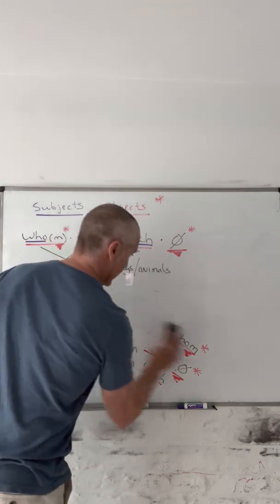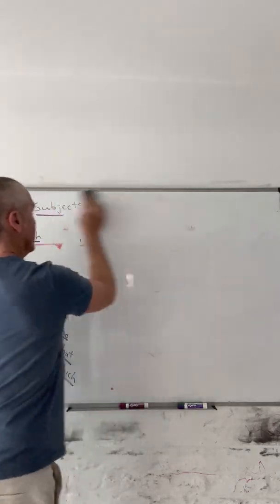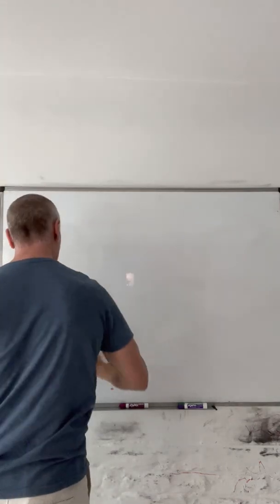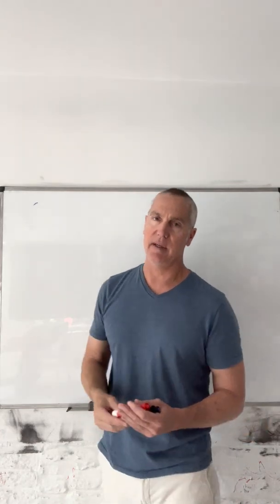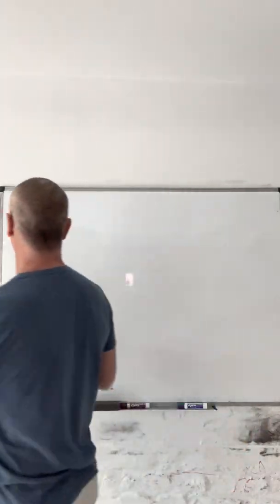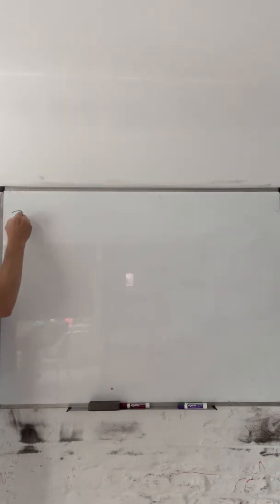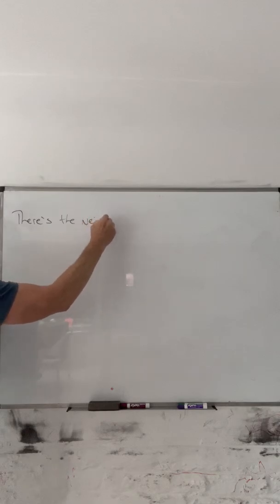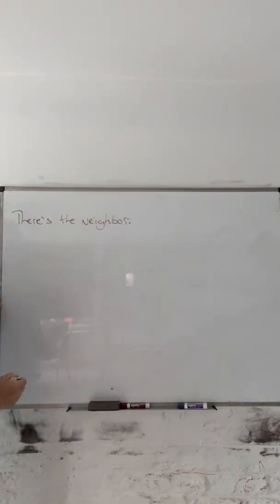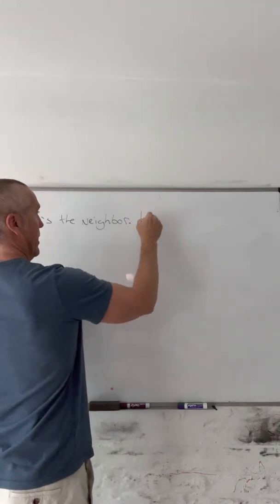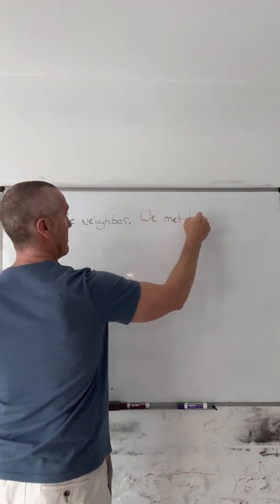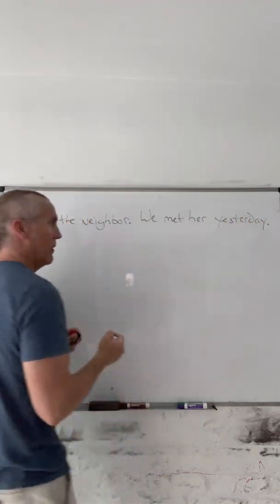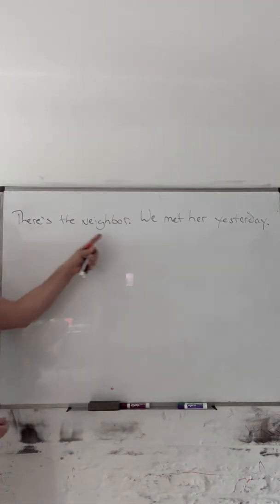All right, here we go. So, again, we're looking for an object reference in the second sentence. Well, the first sentence will have a sentence like this. There's the neighbor. We met her yesterday. All right, so in the first sentence, there's the neighbor.